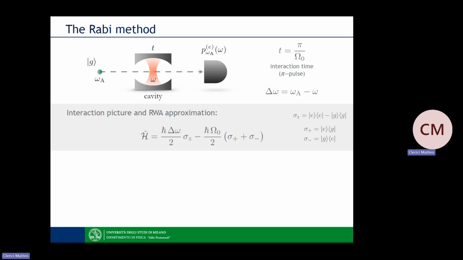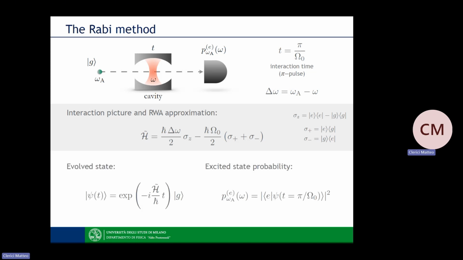I introduce here the detuning between the two-level, the clock frequency of the atomic transition, and the frequency of the cavity. After the rotating wave approximation, in the interaction picture, you have your Hamiltonian, where you can see the well-known raising and lowering operators. This is a Hermitian operator.